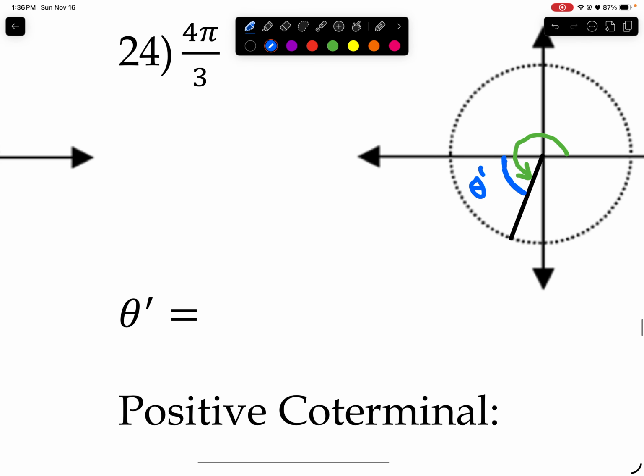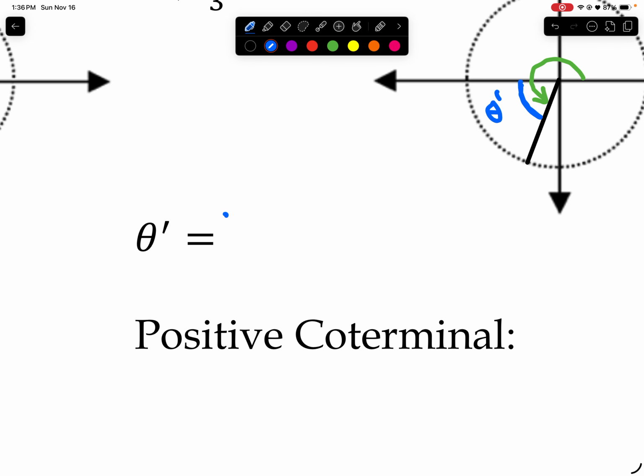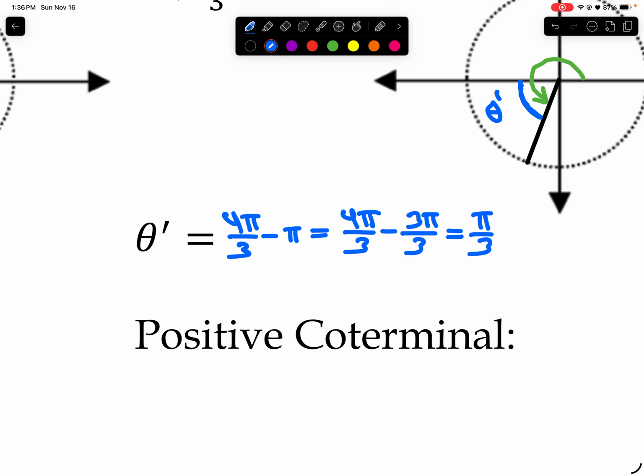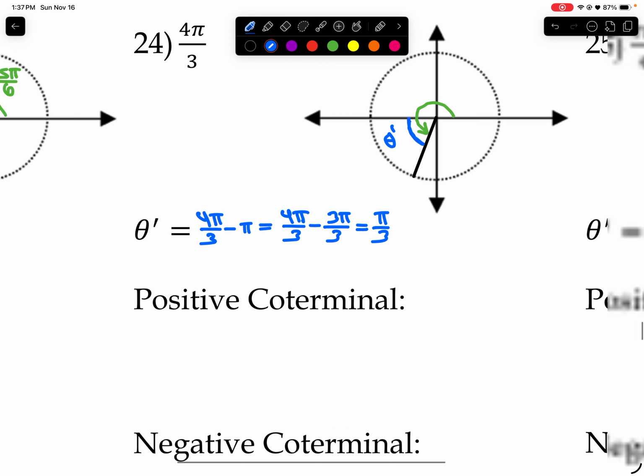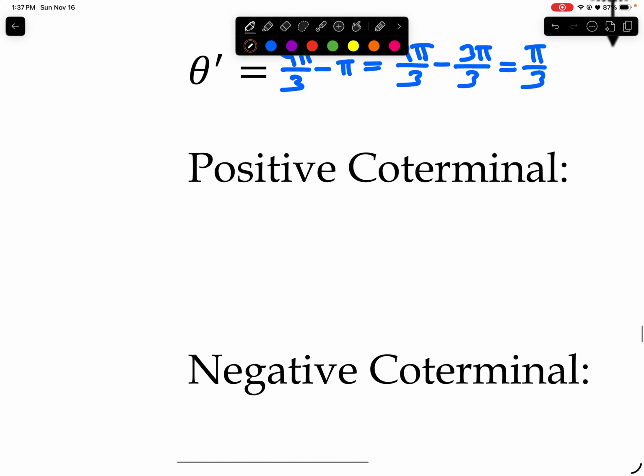So to find that value, I'm going to do 4 pi over 3 minus a half rotation. So 4 pi over 3, and then I'm going to subtract a half rotation, which is just pi. So 4 pi over 3 minus 3 pi over 3, which is going to give us a reference angle of pi over 3. And then your positive coterminal, so I'm going to take 4 pi over 3, and I'm going to add 2 pi over 3. Or nope, add 2 pi.